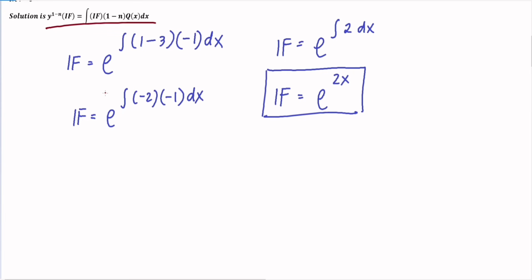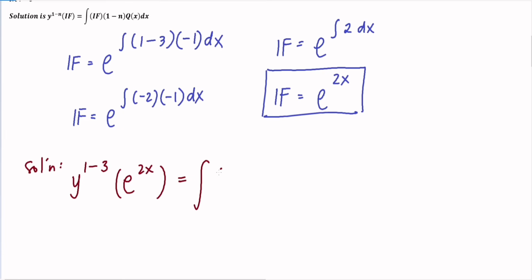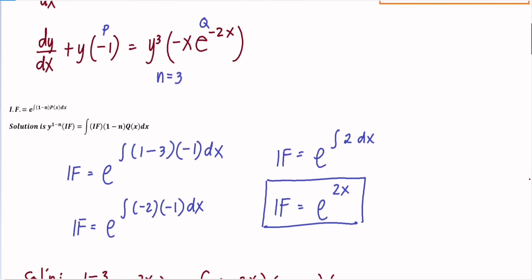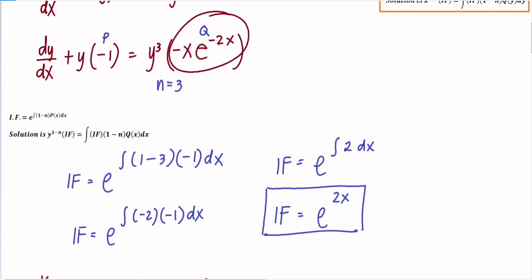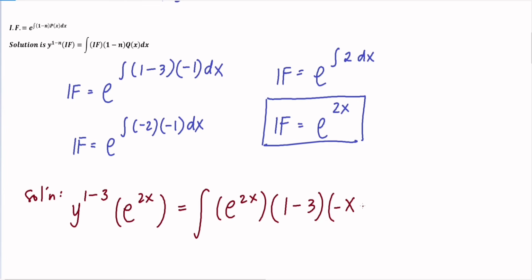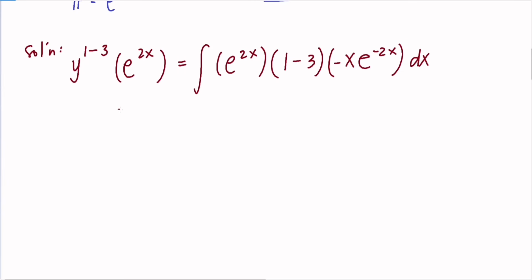And then, i-substitute ko yung mga values na meron tayo. So, y raised to 1 minus n. So, 1 minus, ang n natin ay 3. Ayan. Times integrating factor, ito, nakuha natin, e raised to 2x, equals the integral of the integrating factor multiplied by 1 minus n, so 1 minus 3, times q of x dx. So, q of x natin is this, negative x e raised to negative 2x. Negative x e raised to negative 2x dx. Okay? So, simplify and then integrate.